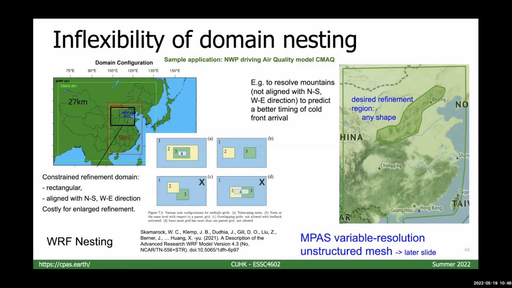And then I will need to spend quite a high computational cost for high resolution simulation over the whole rectangular area, which actually I may not be able to spend, or I want to lower the cost. So the solution is to use MPAS resolution, a variable resolution unstructured mesh. And I will show it in the next slide.